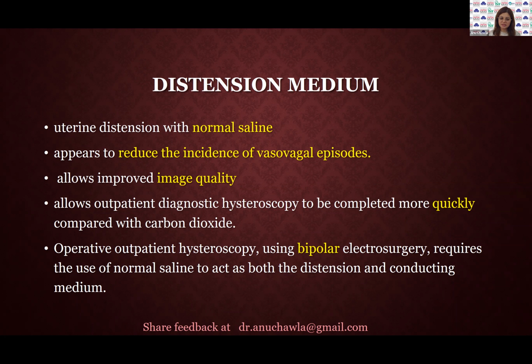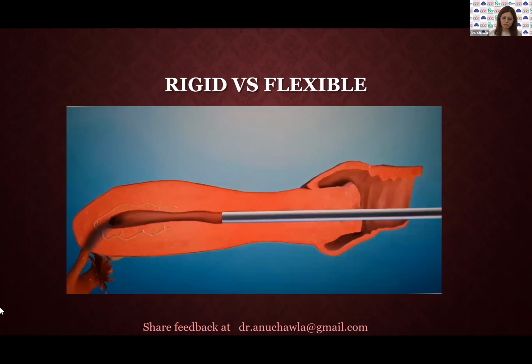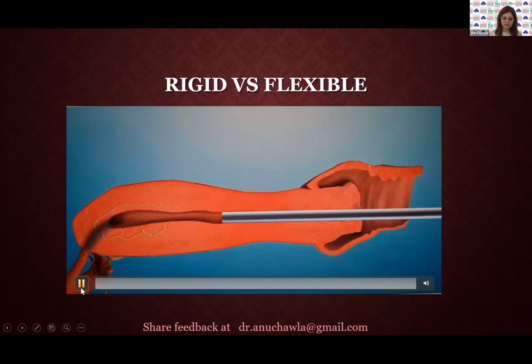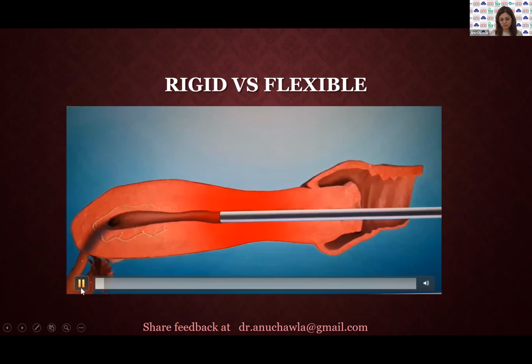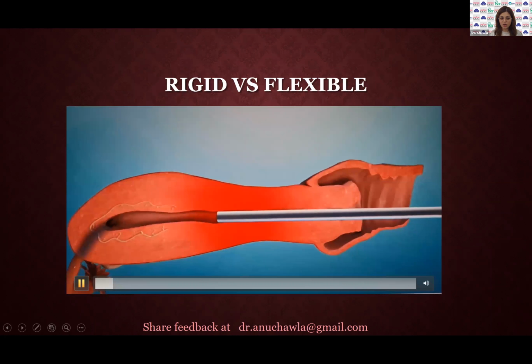So distension medium in this setup is normal saline. It reduces the vasovagal episodes. Image quality is better. It can be done quickly. Bipolar also can be used in case you do, but most centers don't use the electrosurgery as far as office hysteroscopy is concerned, but of course it can be done.